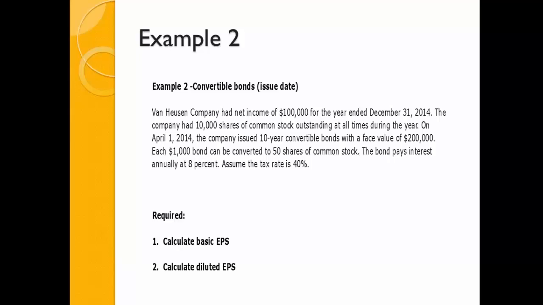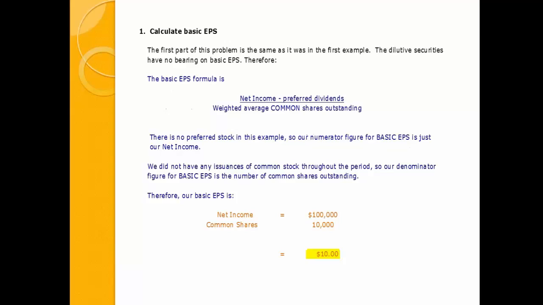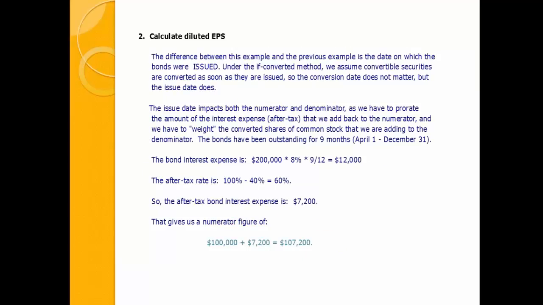The difference between this problem and the other problem is that in the other problem we issued the convertible bonds on January 1st. In this case, we issued the convertible bonds on April 1st. So this is actually going to affect both the numerator and the denominator. So let's go through this. The basic earnings per share is net income minus preferred stock divided by the weighted average common shares. So we're assuming that there was no conversion. The weighted average common shares is 10,000. Therefore, we have $10 per share.